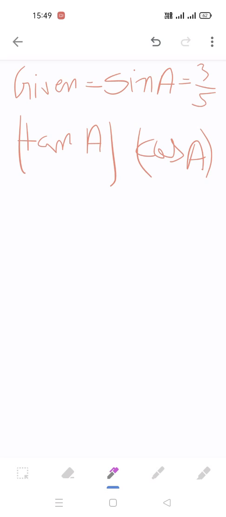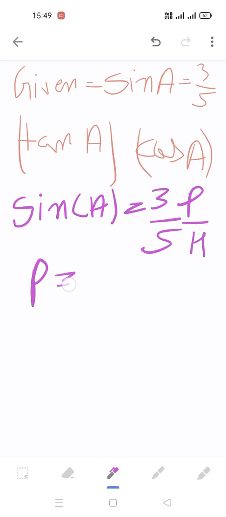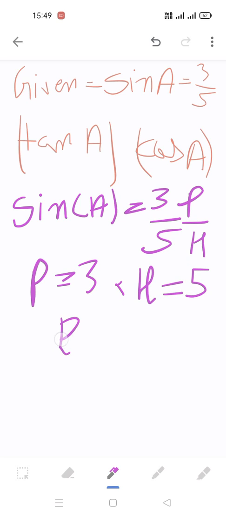So sine a is 3 upon 5, right? Sine is 3 upon 5, which means this is P and this is H. So P upon H. P means 3 and H means 5. P equals 3 and H equals 5. Now using Pythagoras Theorem.